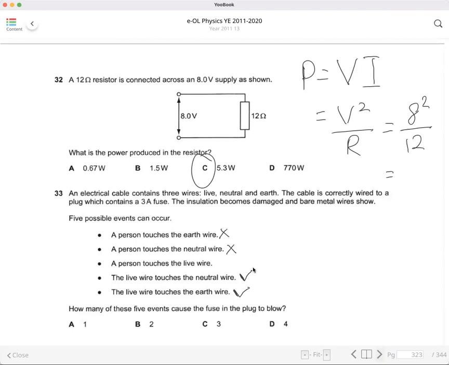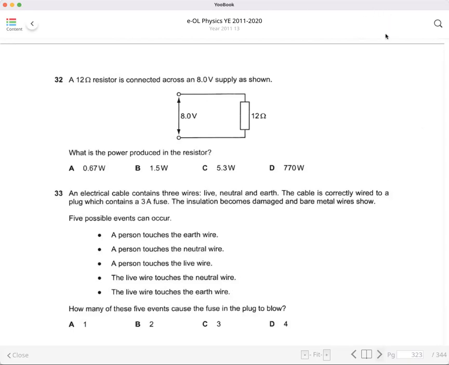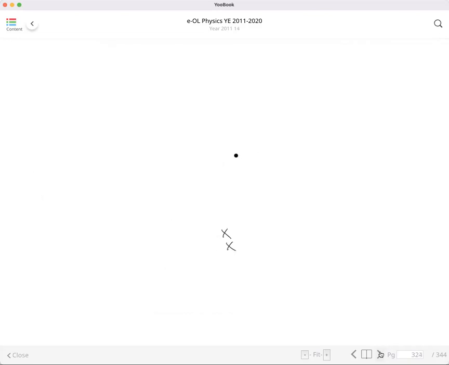Now the next question. If a person touches the live wire, will it actually blow? I'm not sure about this, so let's skip this for a while. The answer is either 2 or 3. I will go through this next week and let you all know again. Is that okay? But how many of you are convinced which of these 3 will cause the fuse to blow? How many of you can give a definite answer for this? A person touches the live wire. Okay, I'll go through this a while later.